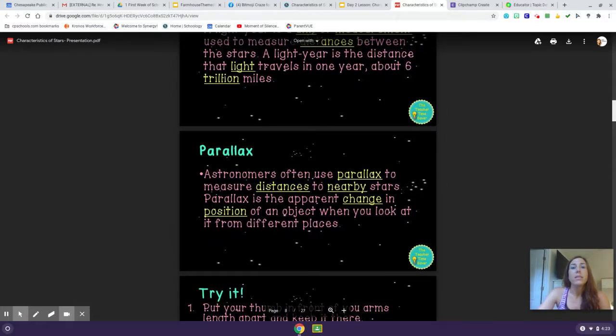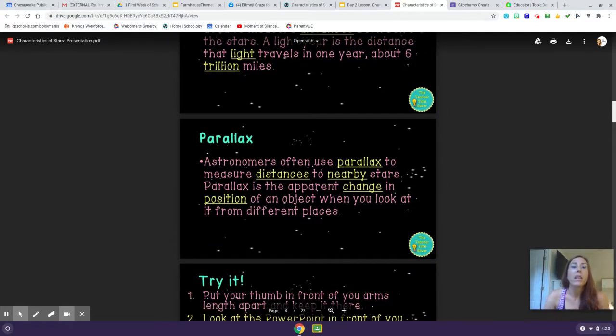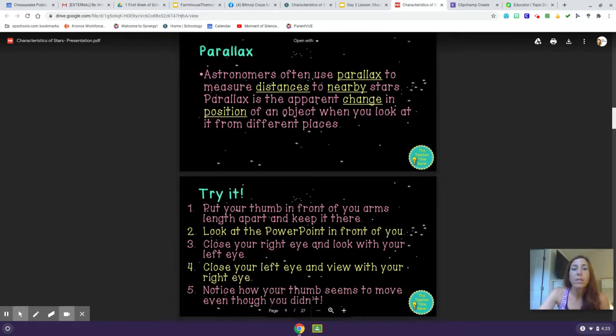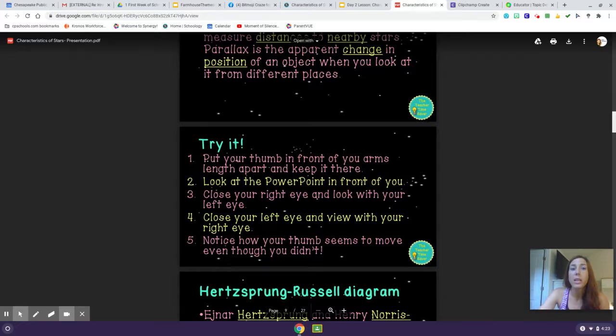Another way that distance is measured is using parallax, and parallax is a way of measuring the distance to nearby stars. And it is the apparent change in position of an object when you look at it from different places on Earth. And to get a little idea of what parallax is like, it would be like taking your thumb and putting it straight out in front of you towards the video, and then closing your right eye and looking with your left eye.